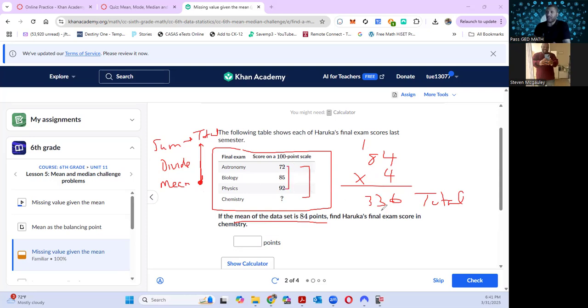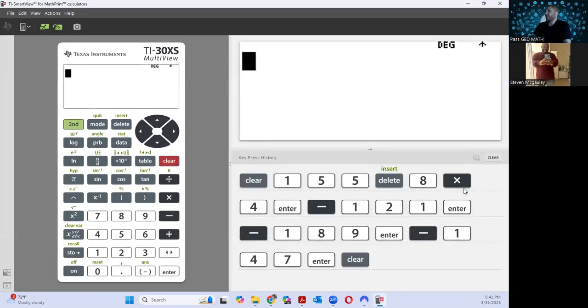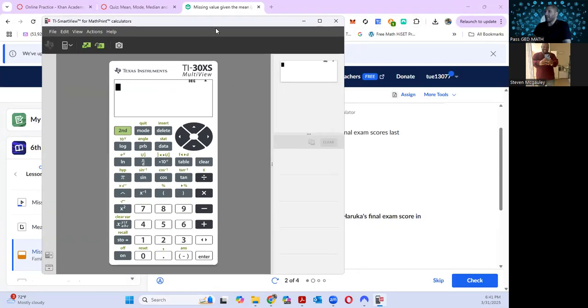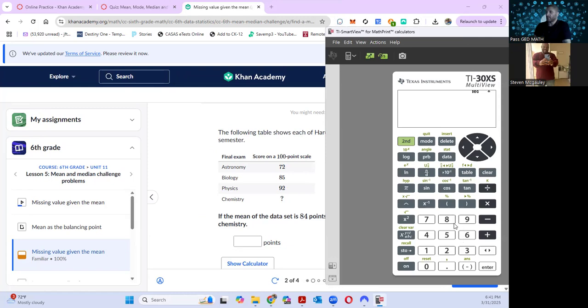Once we get our total, we need to subtract the ones that we already had, which are these three here. We're going to subtract 72, subtract 85, and subtract 92. I don't feel like doing all that by hand, so I'm going to grab the calculator and clear everything out so we can see what we did. Then after this, go back over this and practice.